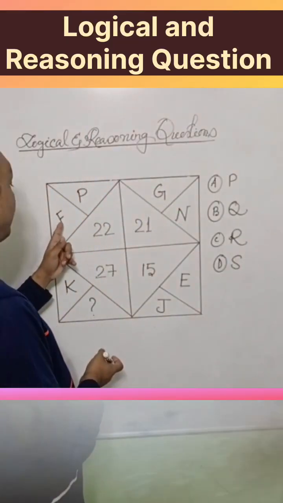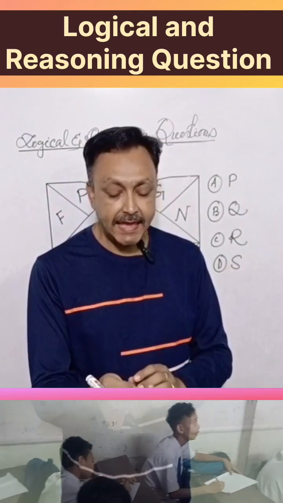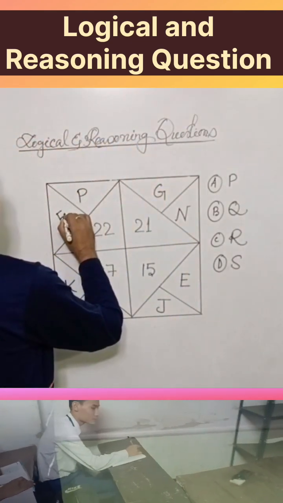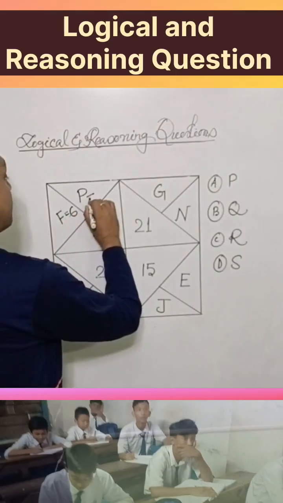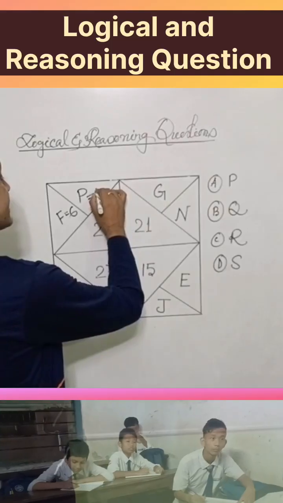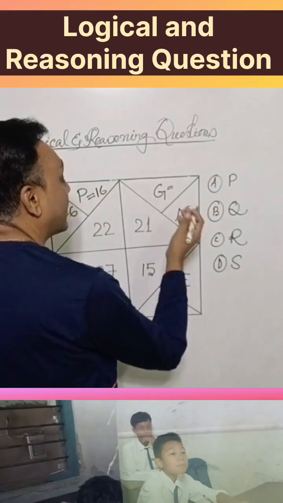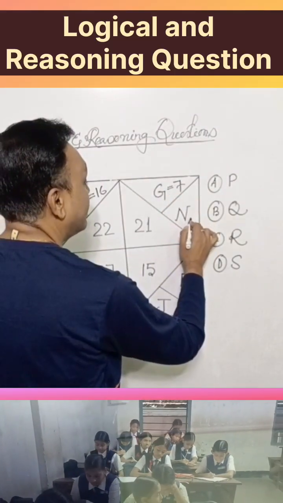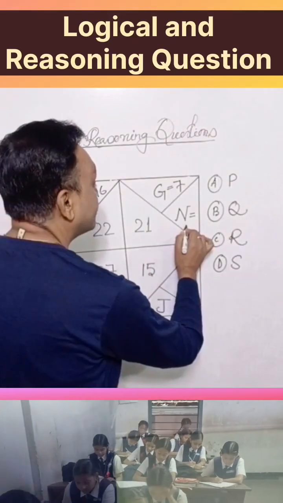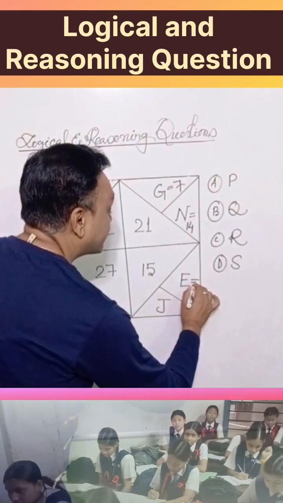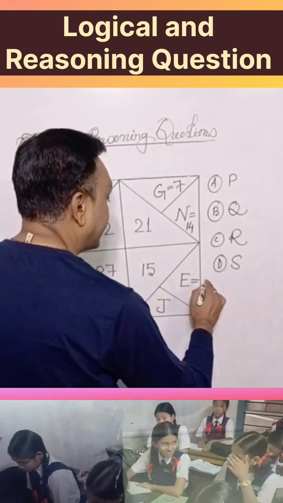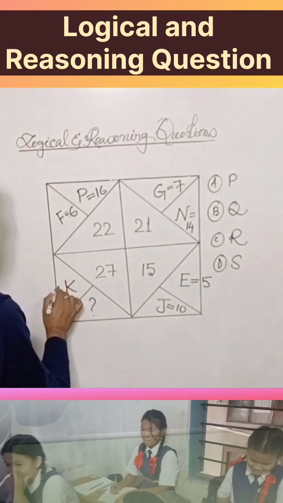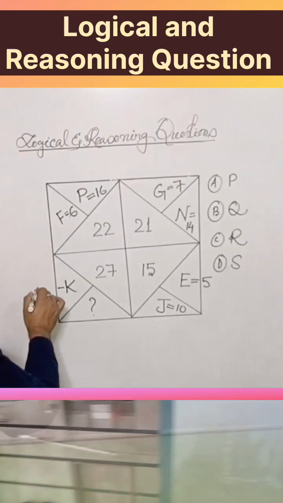So to find the alphabet number of F: A, B, C, D, E, F. The alphabet number of F is 6. P is 16. Then G: A, B, C, D, E, F, G. G is 7. Similarly, the alphabet number of N is 14. Then E: A, B, C, D, E. That is 5. J is 10. The alphabet number of K is 11.